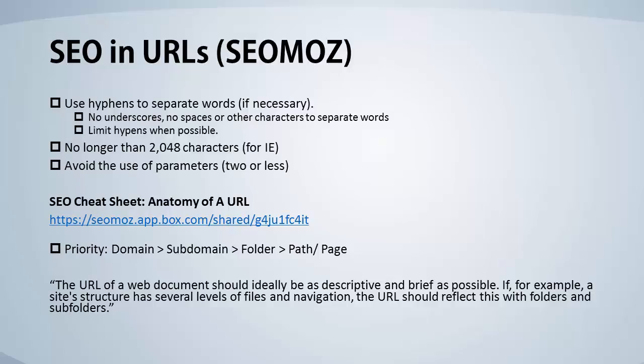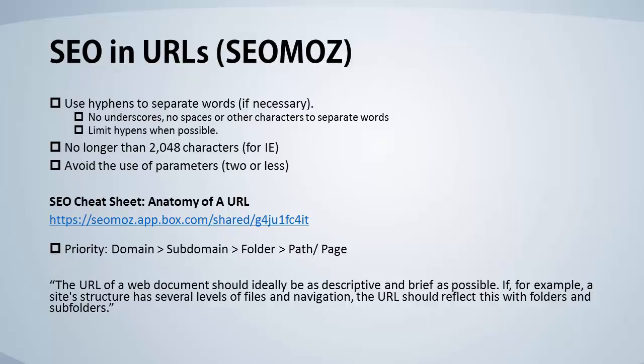Their next suggestion here is no underscores, no spaces, or other characters to separate words. Then they say limit hyphens when possible. Next, we have no longer than 2048 characters. This is specific for Internet Explorer. If you have a URL that's too long, too many characters, it's not going to work on Internet Explorer. So we should keep that in mind. Of course, as well, if the URL is extremely long anyways, then we're going to have pretty bad luck. It just looks really spammy after a certain length.